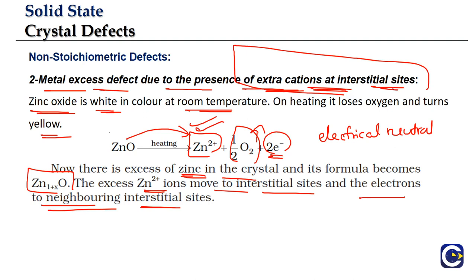Whatever is the positive charge on the cations, that is balanced by the negative charge on the electrons, and where are the electrons going to be? The electrons are going to be in the neighboring interstitial sites. So this is the metal excess defect, due to the presence of extra cations at the interstitial sites.